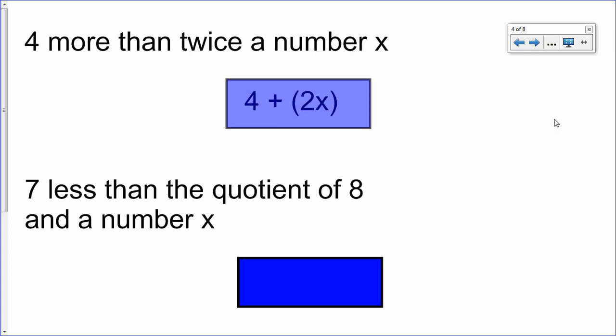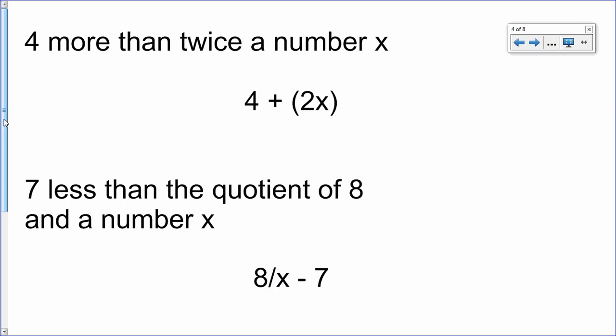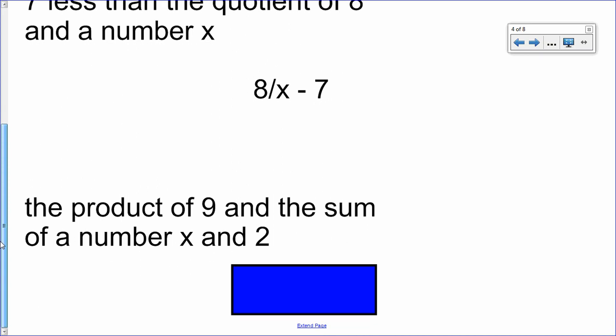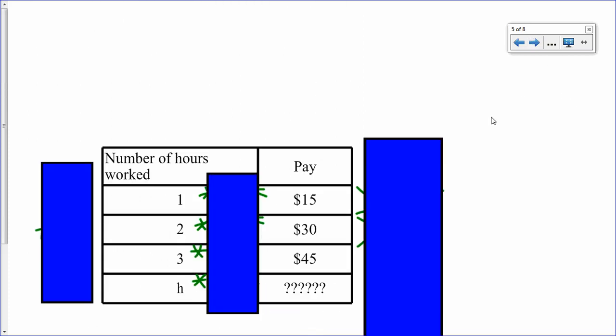Here's some more. 4 more than twice the number x: 4 plus 2x. 7 less the quotient of 8 and a number x. 7 less means that it's going to go at the end: 8 divided by x minus 7. The product of 9 and the sum of a number x and 2: 9 times parentheses, x plus 2.